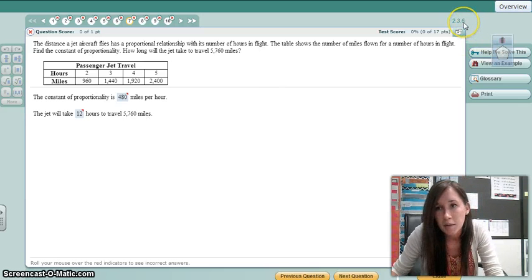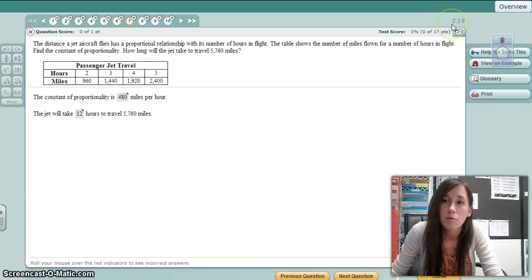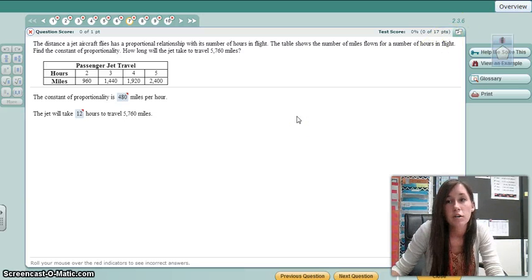Now the INT number, 2.3.6, the INT number indicates what question this was on the homework. So this is from lesson 2-3, question number 6. All of the assessment questions are coming from homework questions. So we could go back to homework 2-3 and look at question 6.